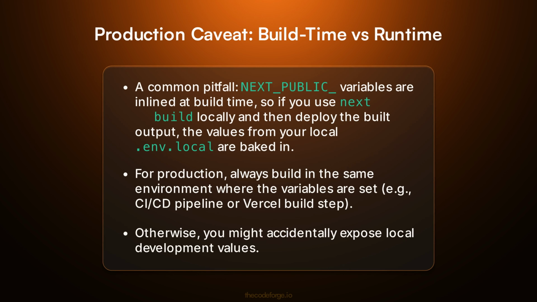NEXT_PUBLIC is a build-time substitution directive. When Next.js encounters process.env.NEXT_PUBLIC_VAR, it replaces the entire expression with the literal string value at build time. The value is baked into the JavaScript bundle and cannot be changed without a rebuild. It is visible to any client-side code.